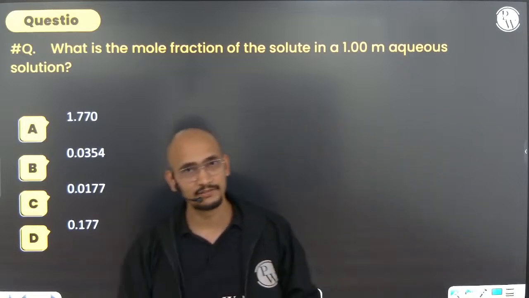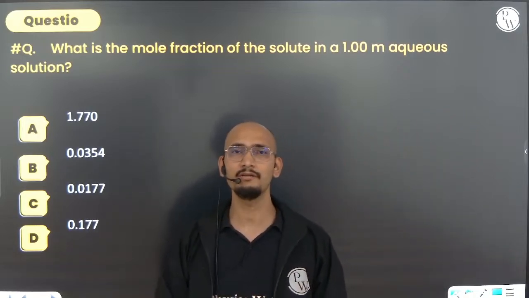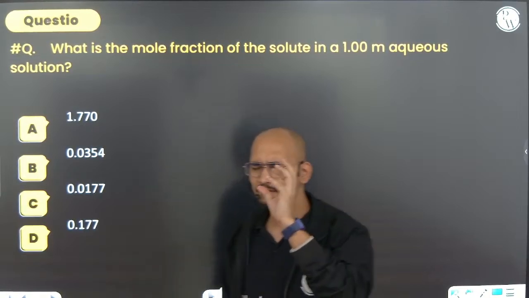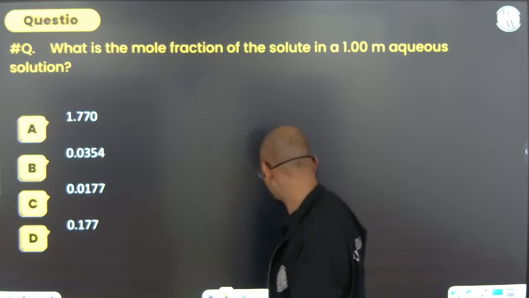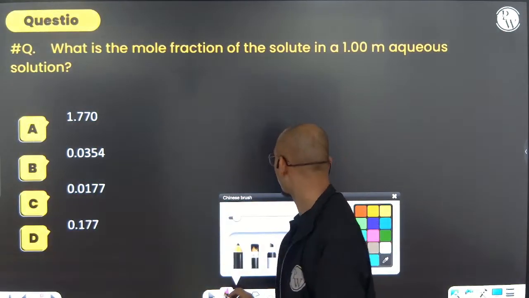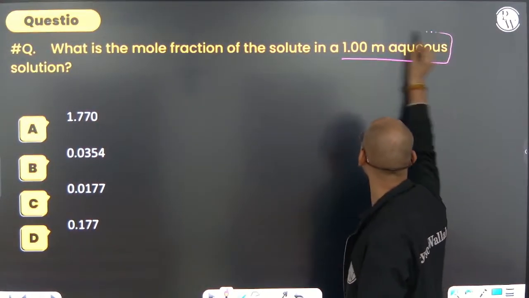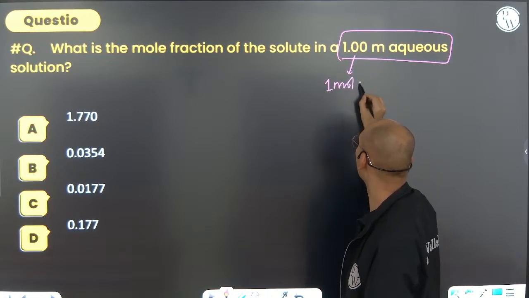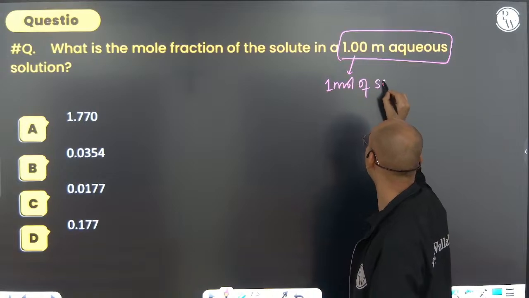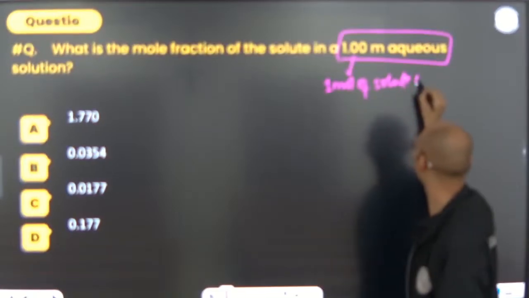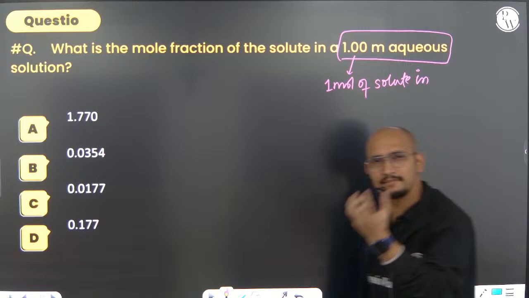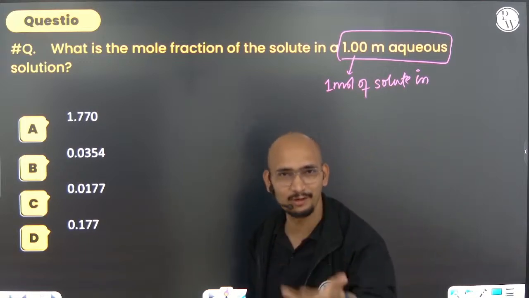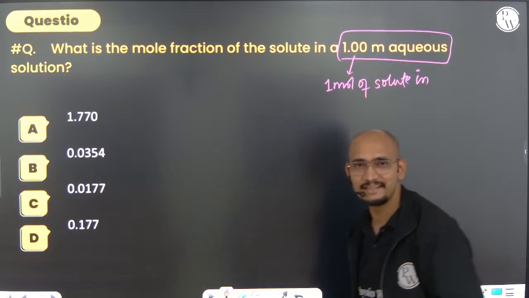Now, always remember, whenever there is such kind of question, mole fraction is asked while molality is given. Always go to the definition. What is the definition? Definition of 1 molar aqueous solution means, first of all, that it is telling 1 mole of solute in 1 molar. What is the definition of molality? Moles of the solute present per kilogram of the solvent. Solvent here is aqueous.